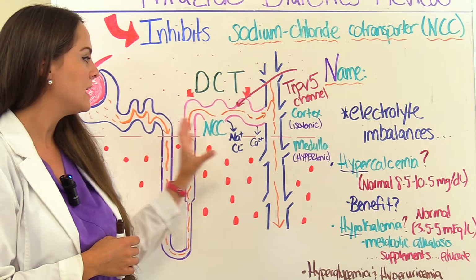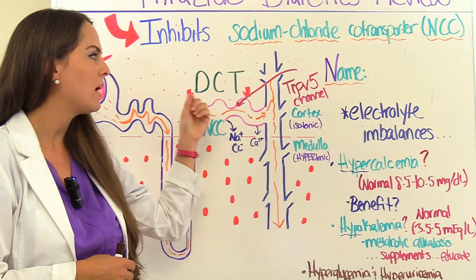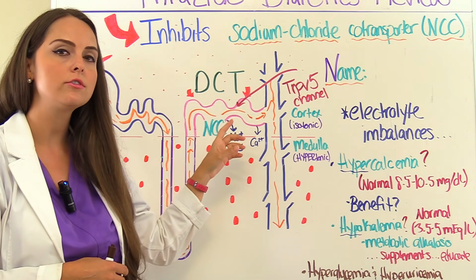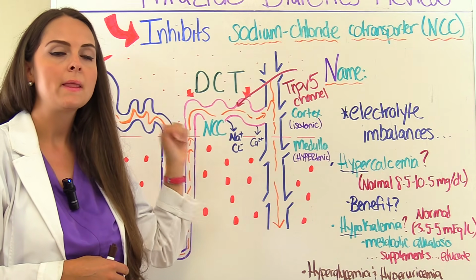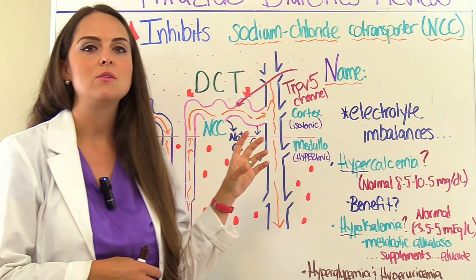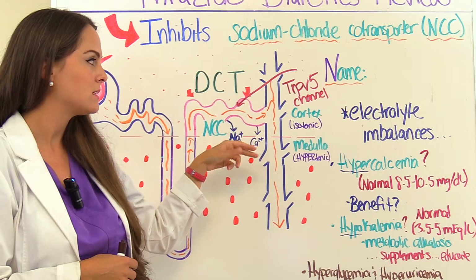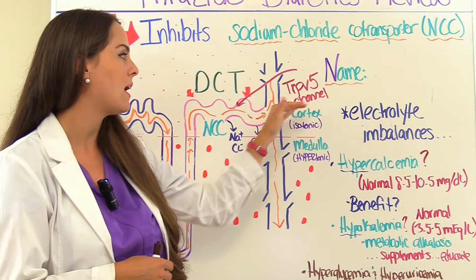Now, because we're inhibiting this cotransporter, it's going to alter how these other channels and transporters can work within the distal convoluted tubule to deal with other ions to be reabsorbed. One ion reabsorption that's going to be affected will be calcium, because it is affected by a particular channel known as the TRPV5 channel.